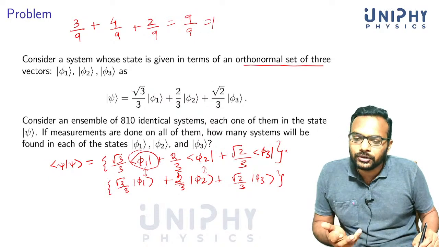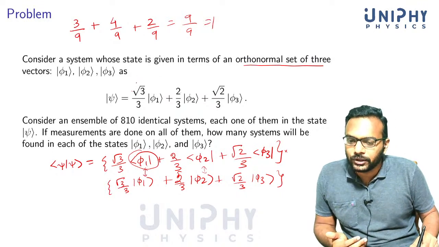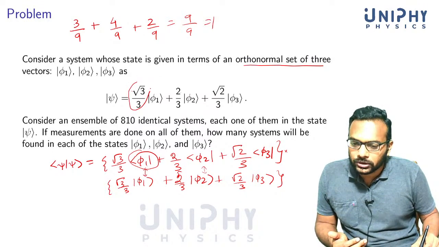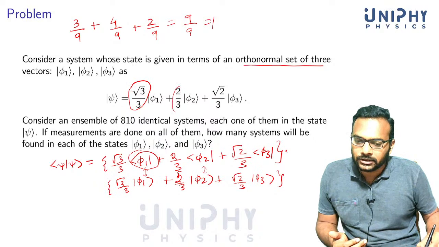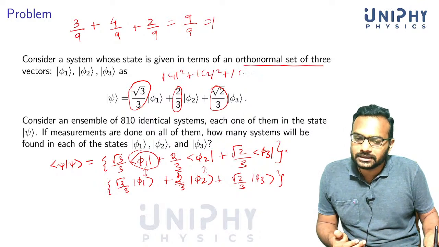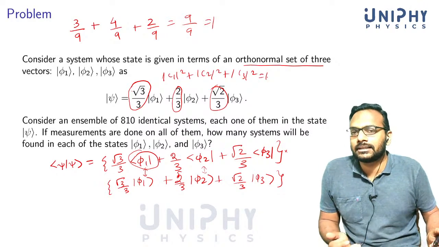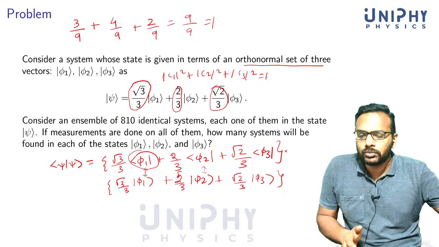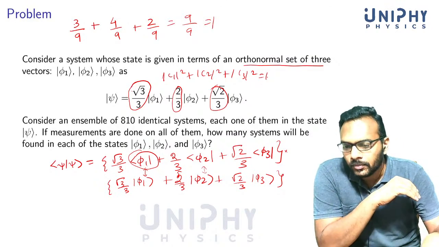Normally you may not have to do all these things, because once you choose an orthonormal basis, the expansion coefficient squared gives the probability. You can simply add modulus of C1 squared plus modulus of C2 squared plus modulus of C3 squared and see that it's equal to 1. You may have to do only that.